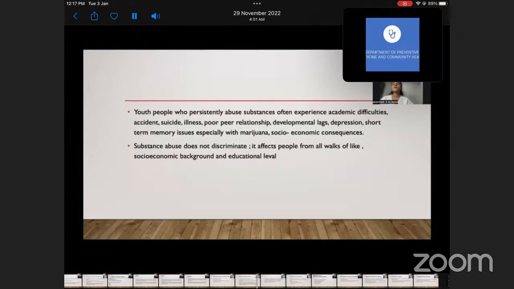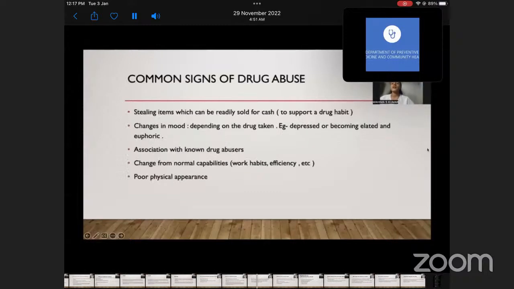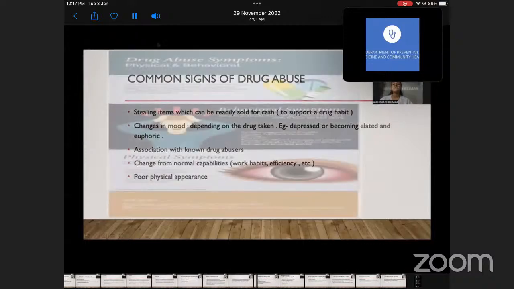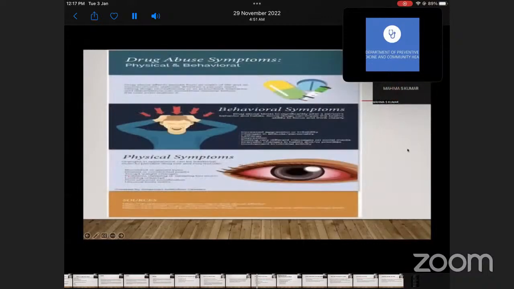Young people who persistently abuse substances often experience academic difficulties, accidents, suicide, illness, poor peer relationships, developmental lags, depression, short-term memory issues, especially with marijuana, and socio-economic consequences. Common signs of drug abuse: stealing items which can be readily sold for cash to support a drug habit, changes in mood depending on the drug taken, for example becoming depressed or elated and euphoric, association with known drug abusers, change from normal capabilities, work habits, efficiency, and poor physical appearance. Drug abuse symptoms are physical and behavioral. These are behavioral symptoms and these are physical symptoms.